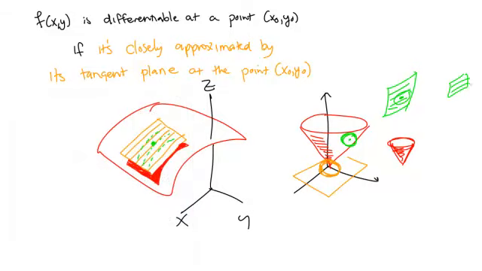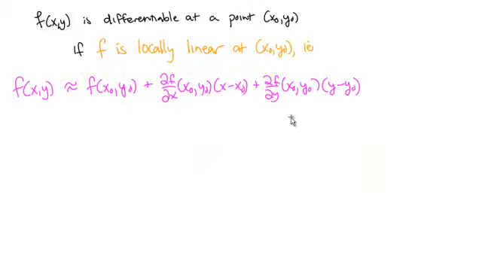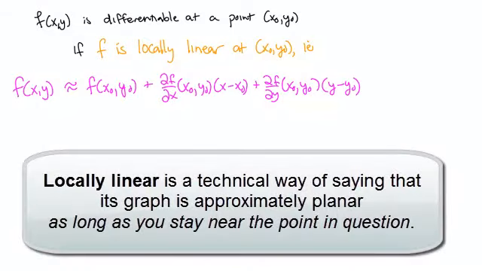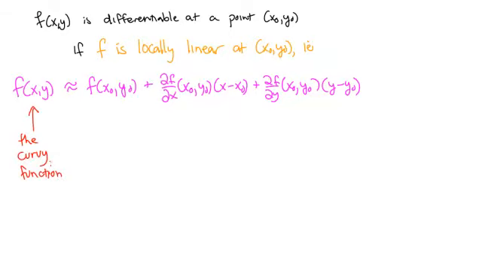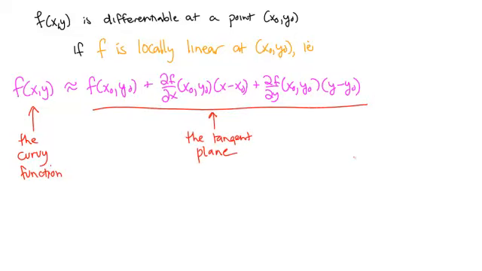So let me give a slightly better version of this statement. We say that f of x, y is differentiable at a point x naught, y naught, if it's locally linear at the point x naught, y naught. And all that means is that f of x, y, which represents the graph of the curvy function, is well approximated by this expression, which is the equation of the tangent plane. So we're saying that f looks like its tangent plane, in more precise technical language.